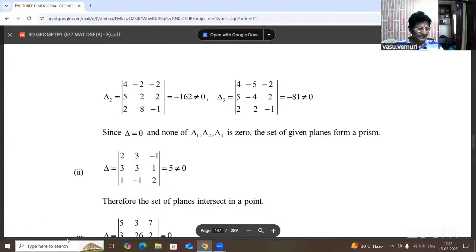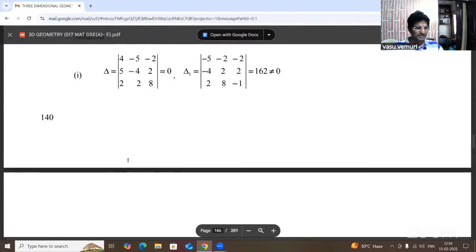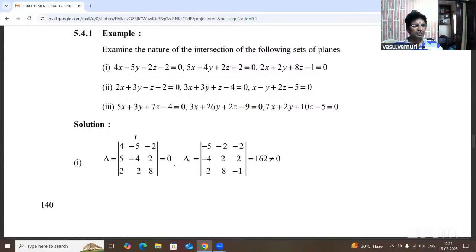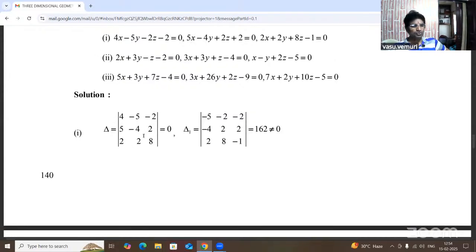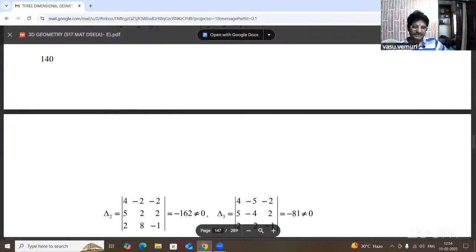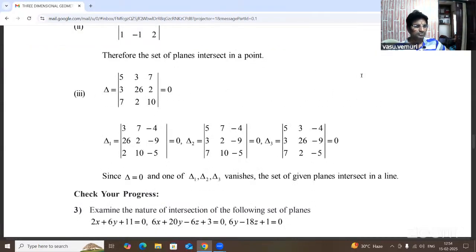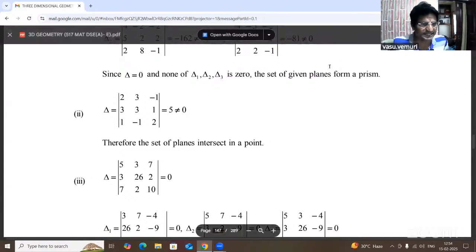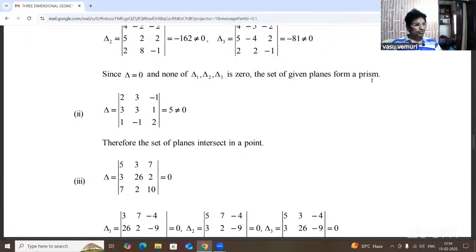Second one, find the delta. In the second problem, you just have to see the nature of intersection. 2x plus 3y minus z minus 2 equal to 0, 3x plus... You just have to observe the x, y, z coefficients: 2, 3, minus 1; 3, 3, 1; 1, minus 1, 2. So find the delta. When the delta is non-zero, the set of planes intersects in a point. When the common delta is non-zero, we get the set of planes intersecting at a point. So that is the second problem.